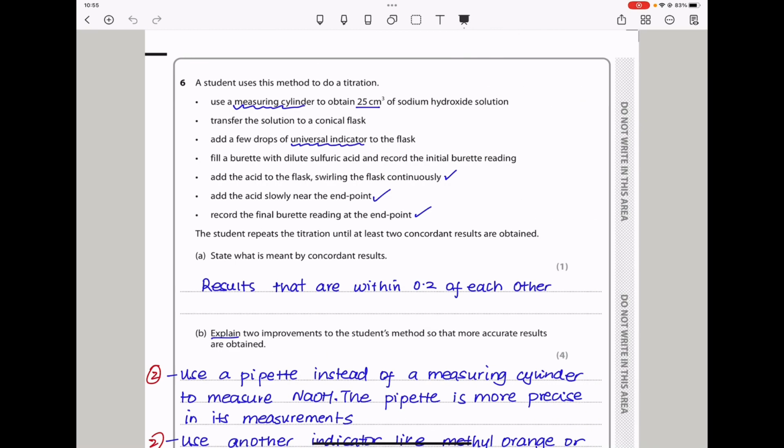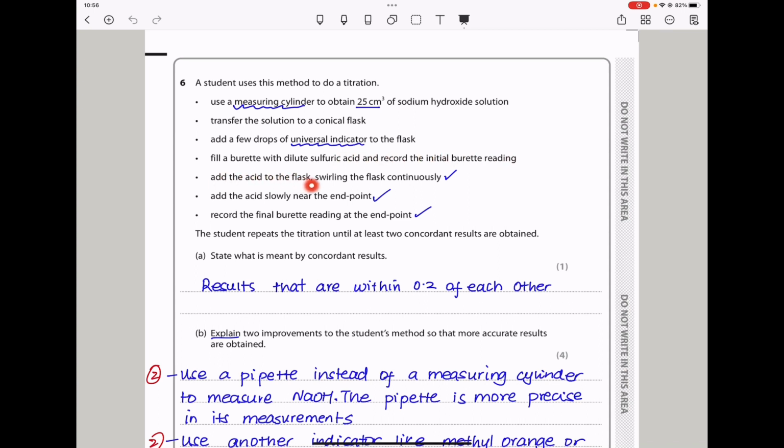Question 6. A student uses this method to do a titration. Use a measuring cylinder to obtain 25 centimeters cubed of sodium hydroxide solution, and then transfer the solution to a conical flask. Add a few drops of universal indicator to the flask. Then fill a burette with dilute sulfuric acid and record the initial burette reading.